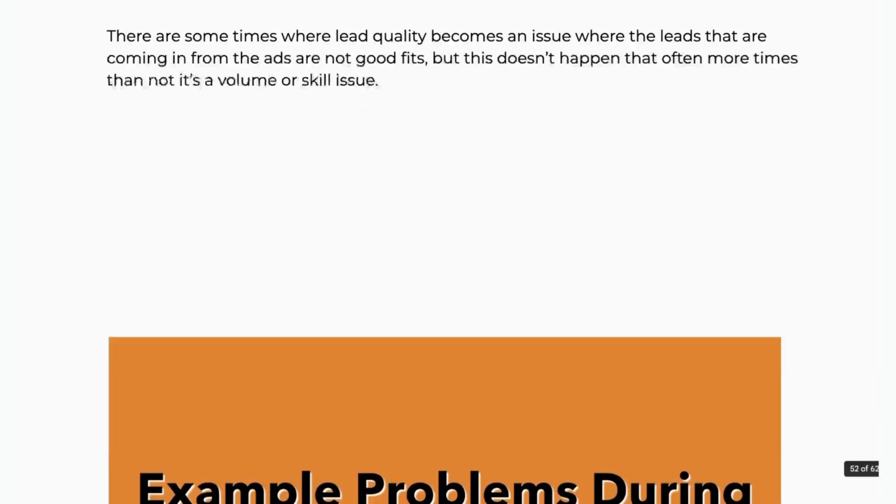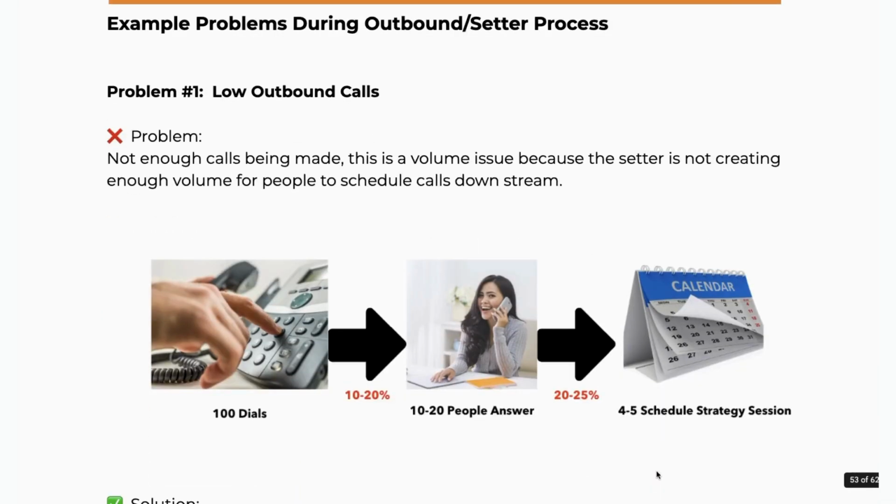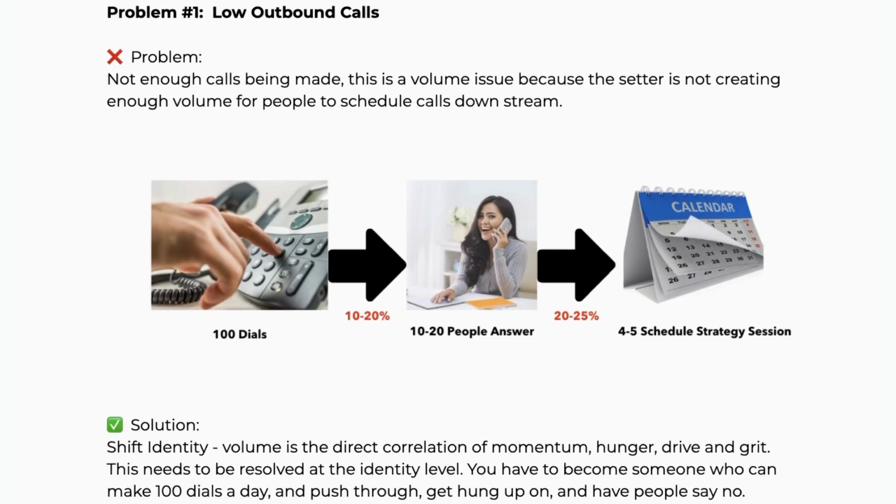All right. Now, moving on, let's talk a little bit about the example problems during the outbound and setter processes. The way we're going to navigate this is we're going to talk about the problem and then talk about the solution to the problem and different ways that you can handle it. So problem number one is going to be low outbound calls. The problem here is that not enough calls are being booked. There's not enough volume, right?